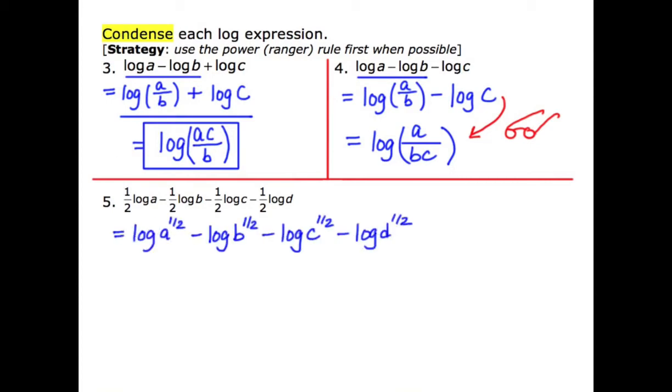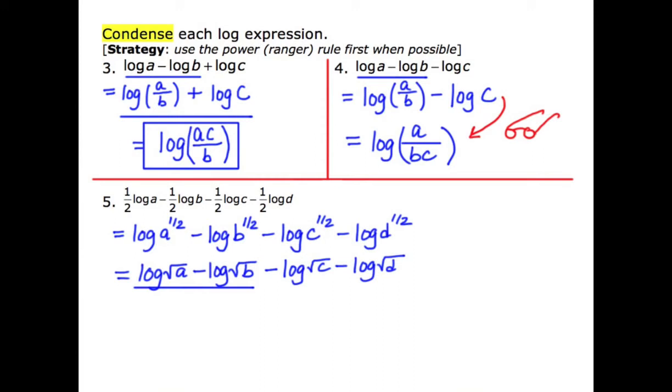Now, let's remember that raising something to the 1/2 power is the same as taking the square root. So I'm going to go ahead and just convert all of these into radicals or square roots. Now I'm going to scan through my 4 terms, and I'm just going to look at the first 2 that I see when reading from left to right. And what I have is a difference of logs, and a difference of logs turns into the log of a quotient. And this quotient will be root a over root b. Okay, so we've gone from 4 terms down to 3 terms.